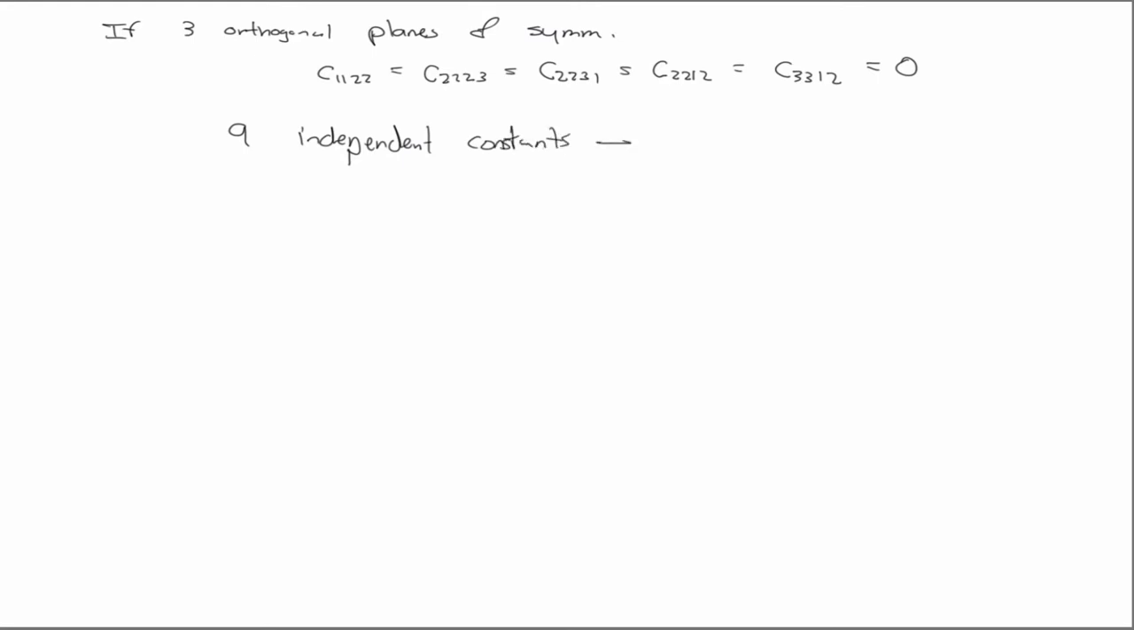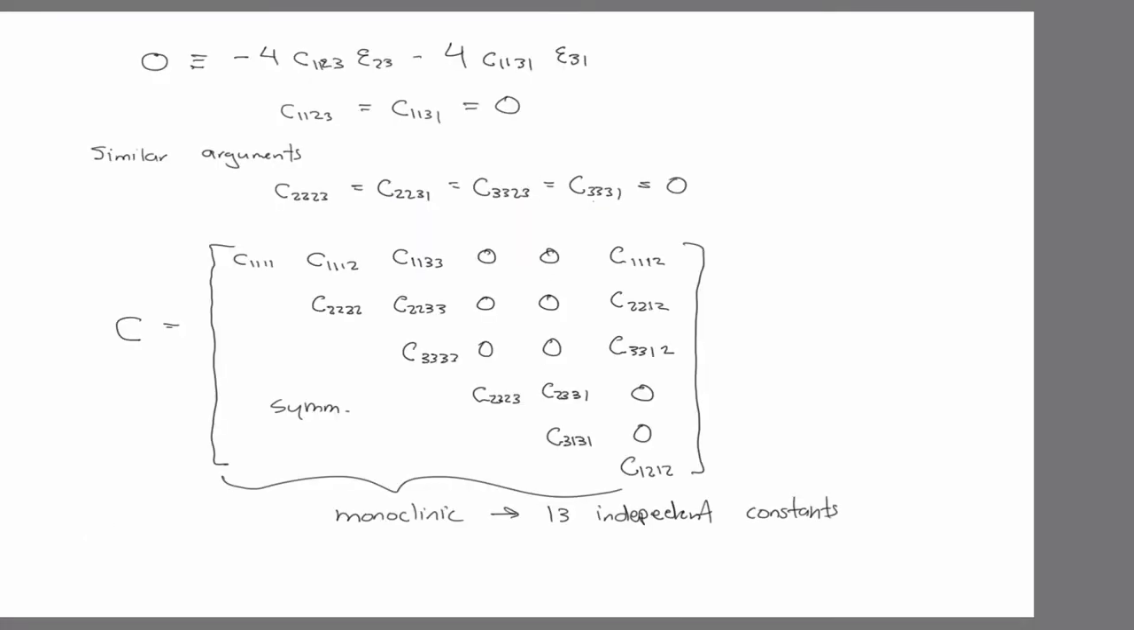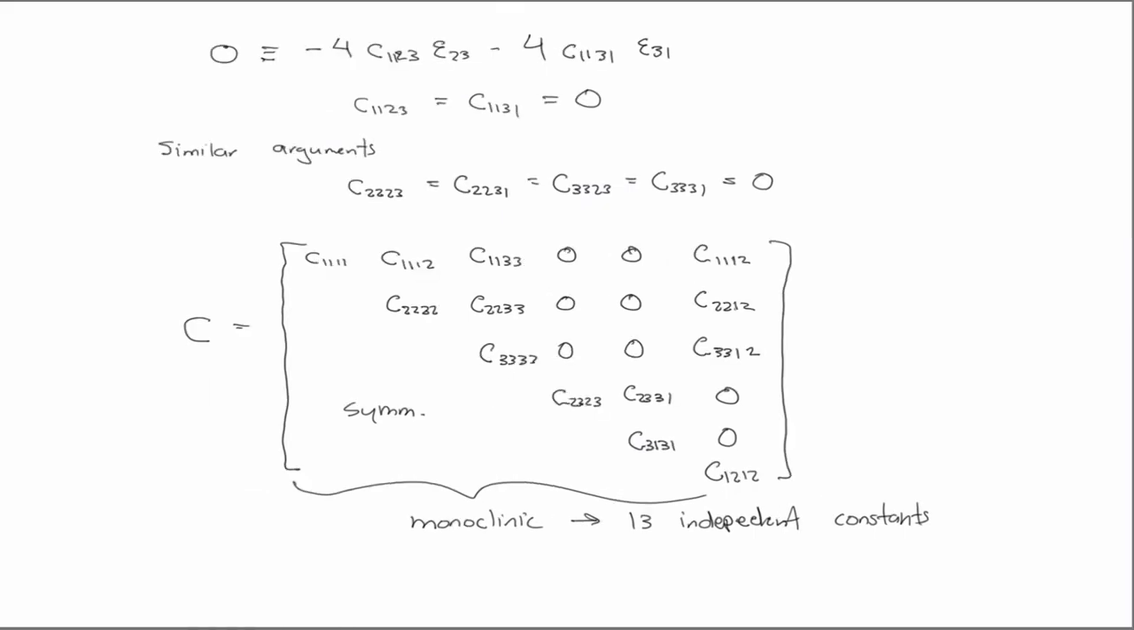Anybody know what this material is called? Huh? Orthotropic? And these, now we're starting to get into more common materials. So I said there's nine independent constants, and that would be these guys, for an orthotropic material.